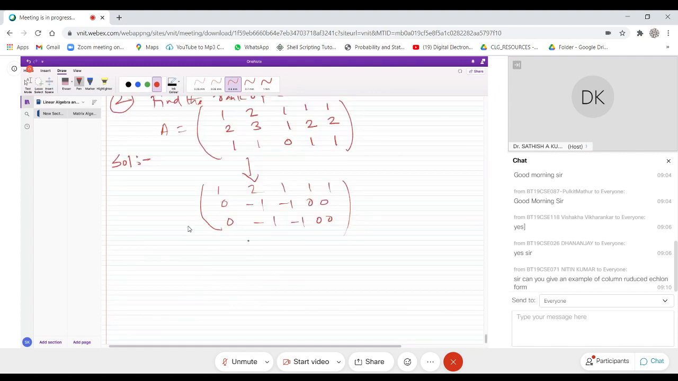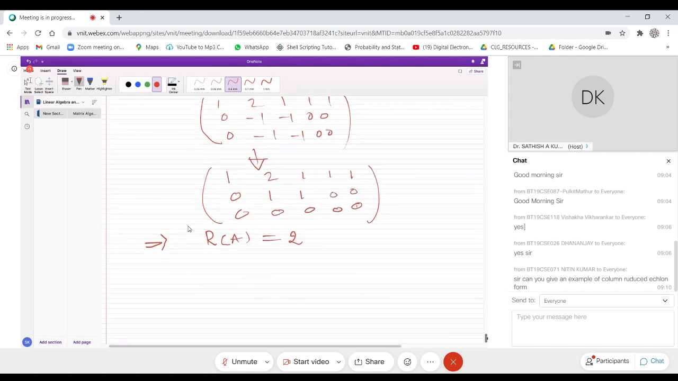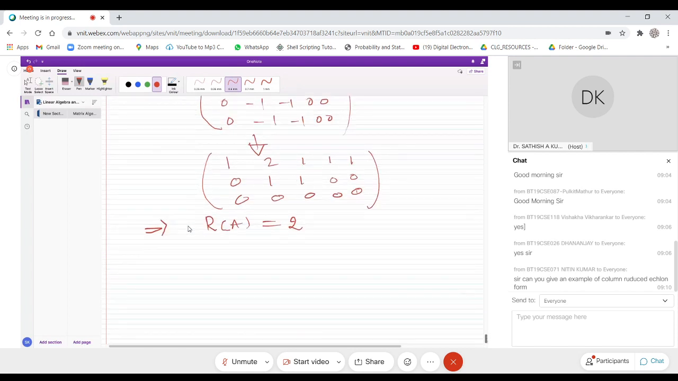And then from this one can get, sorry, this is 1, 2, 1, 1, 1, and this is 0, 1, 1, 0, 0, and this is 0, 0, 0, 0. Further reduction is not possible. So therefore you can see that the number of non-zero rows, the rank of the matrix A, is 2. Now let us look into the column operations also, because as I said, both are the same.